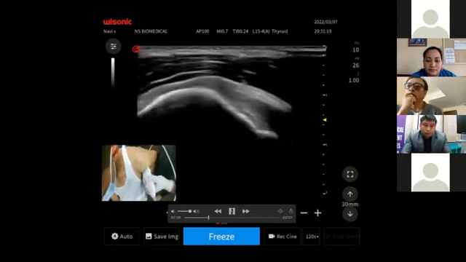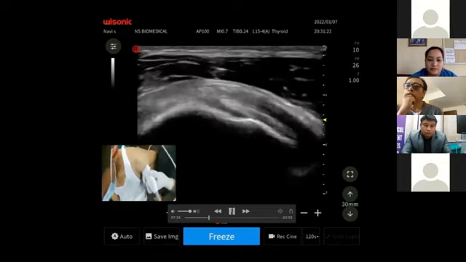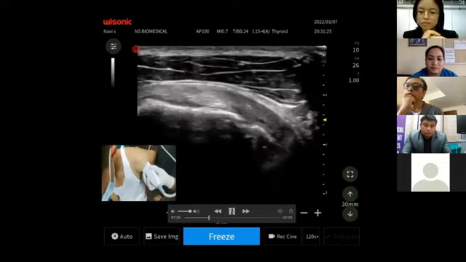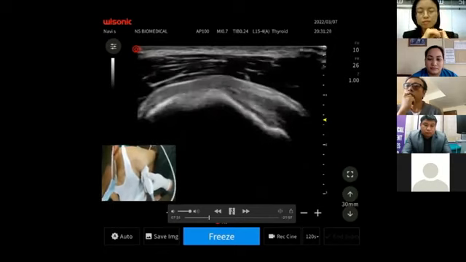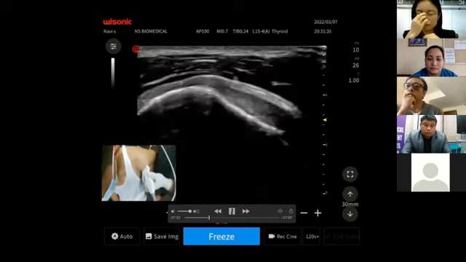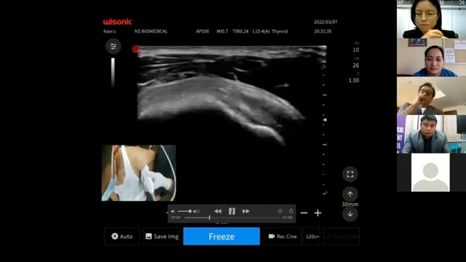Almost all rotator cuff muscles have a bird beak appearance. This is on the long axis. I scan the whole of the length of the supraspinatus muscle. So to identify the muscle, I think it's always best for beginners to count our layers. So let's count our layers in the scan.